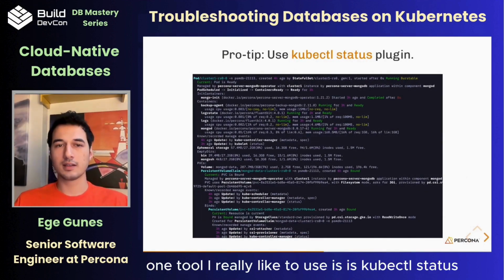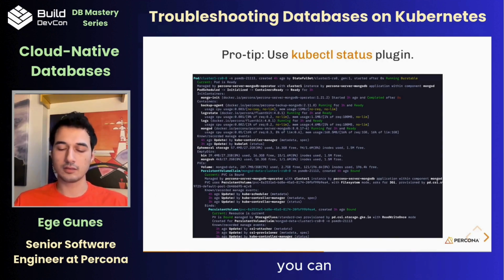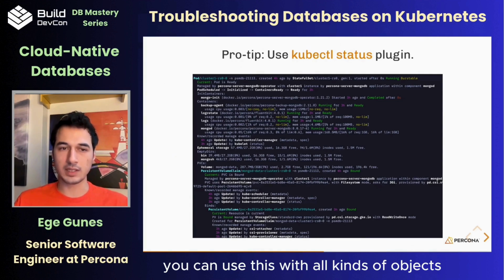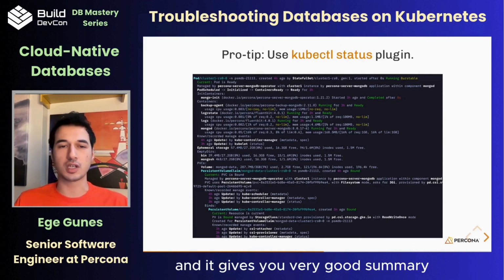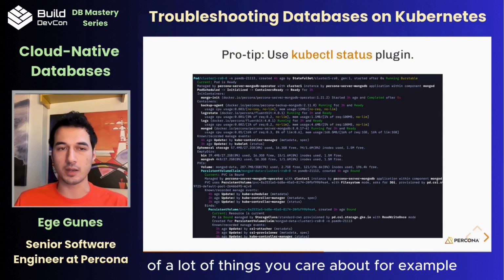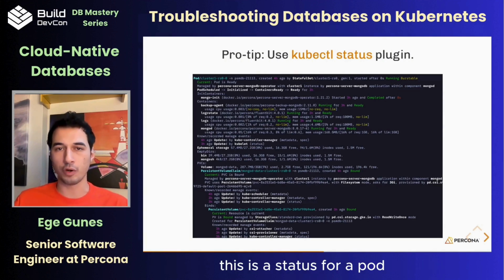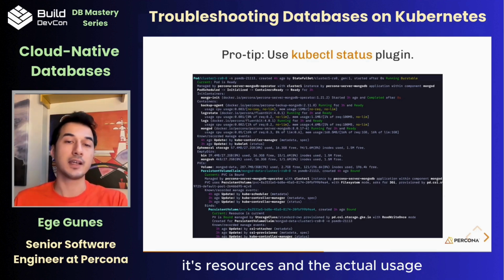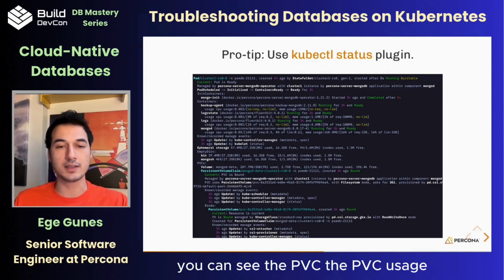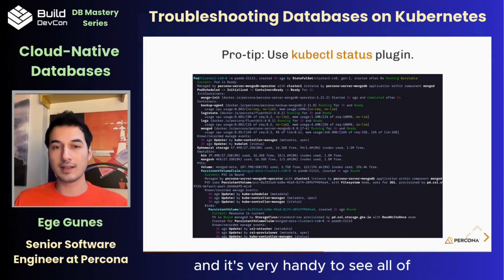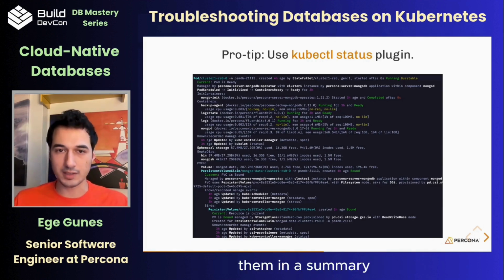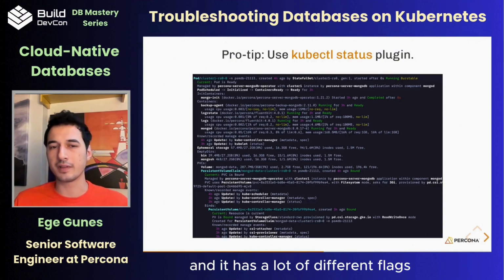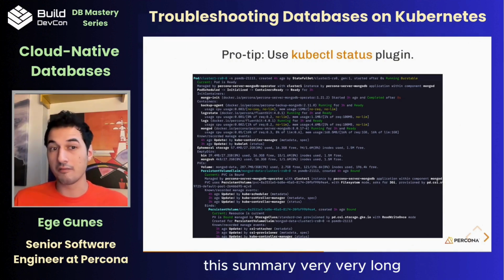One tool I really like to use is kubectl status. You can use this with all Kubernetes objects, and it gives you a very good summary of a lot of things you care about. For example, this is a status for a MongoDB pod, and you can see its resources and the actual usage. You can see the PVC usage, and it's very handy to see all of them in a summary. It has a lot of different flags so that you can make this summary very, very long.